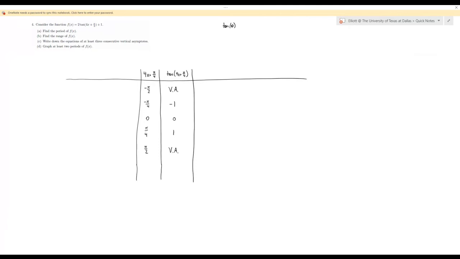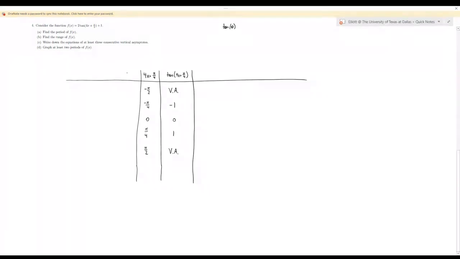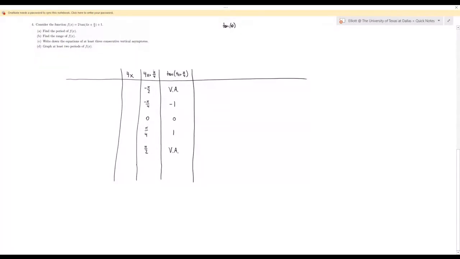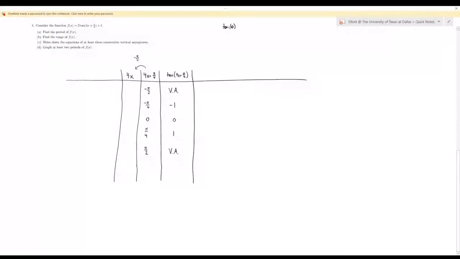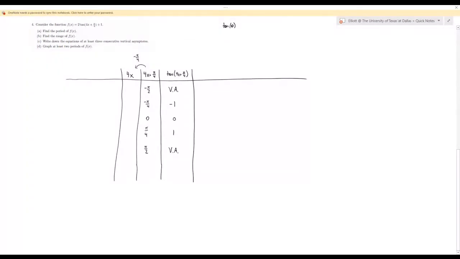And then what you guys have to do is work backwards from here to solve for x. So let's say if we wanted to solve for x, we'd have to subtract pi over 4 from everything first, okay, to get 4x. So let me go ahead and subtract the pi over 4 from everything here.